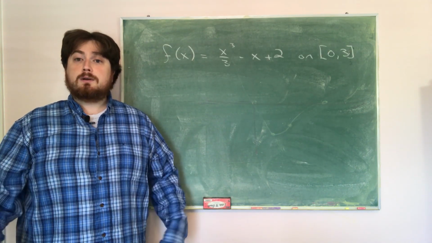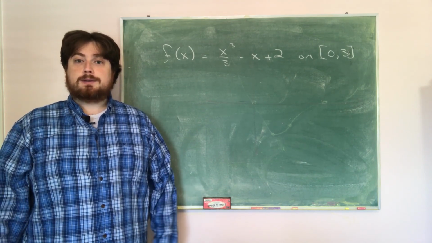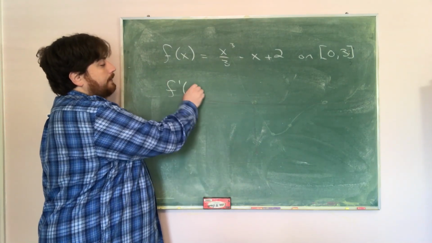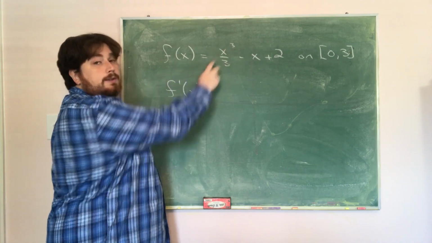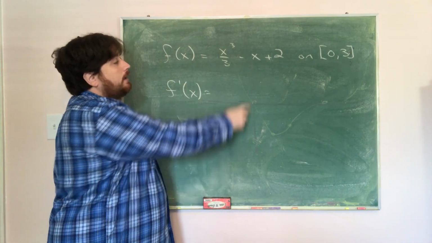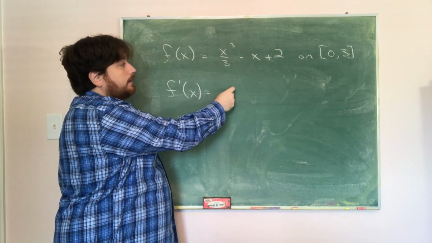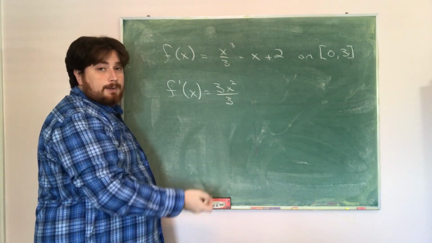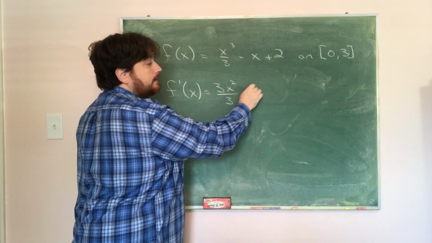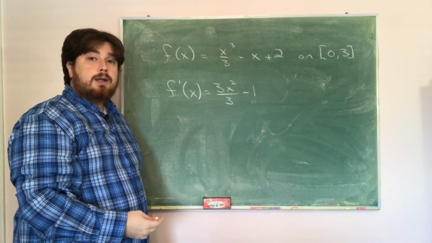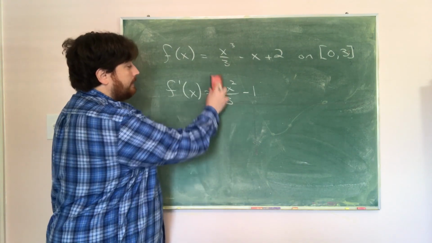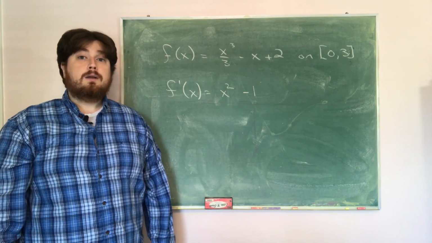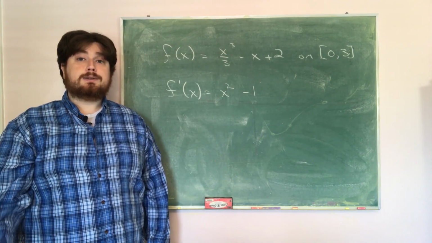Alright, since we're going to need to find our critical points, we're going to need to find our derivative, because we have to find where it's 0 or undefined. So if I want to find my derivative, the derivative of x cubed is 3x squared, and then the constant 1/3 I can factor out, so I'm going to end up with 3x squared over 3, which is just x squared. The derivative of negative x is -1, and the derivative of 2 is just 0. And so my derivative is just x squared minus 1.